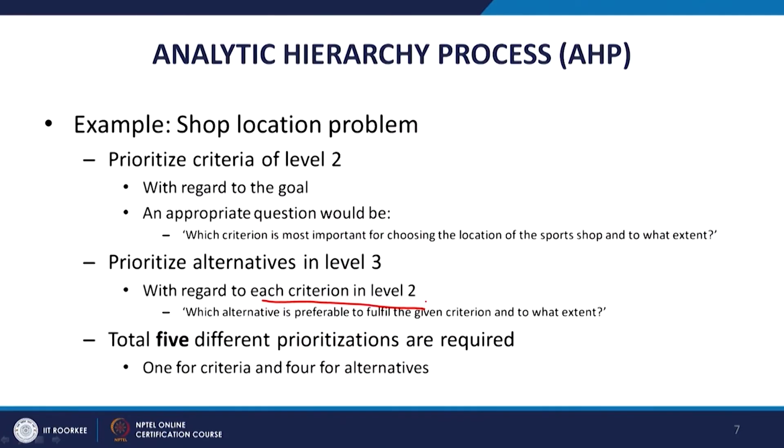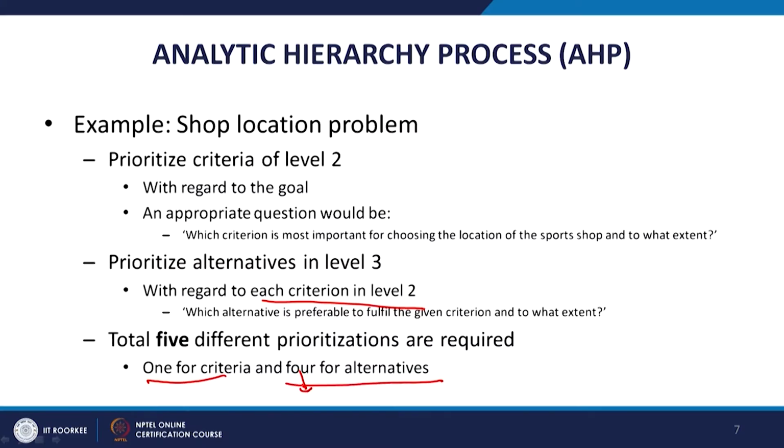So, one prioritization would be among criteria. Since we have 4 criteria and the comparisons between alternatives have to be performed with respect to each one of them, 4 prioritizations would be there for the 4 criteria. So, total 5 prioritizations would be required: 1 for criteria and 4 for alternatives. This 4 is coming from the fact that we have 4 criteria there. So, this was about the first step, problem structuring.